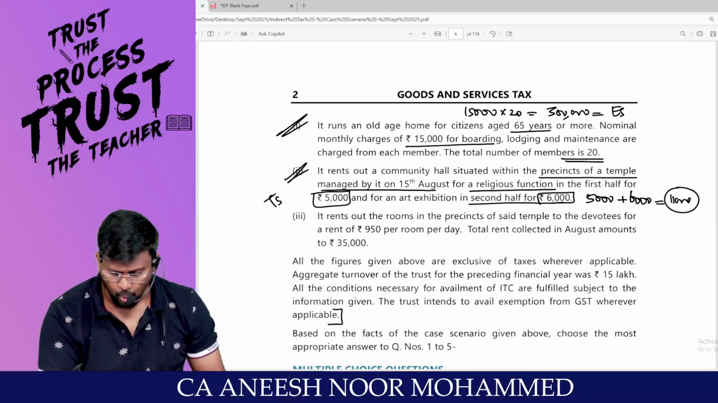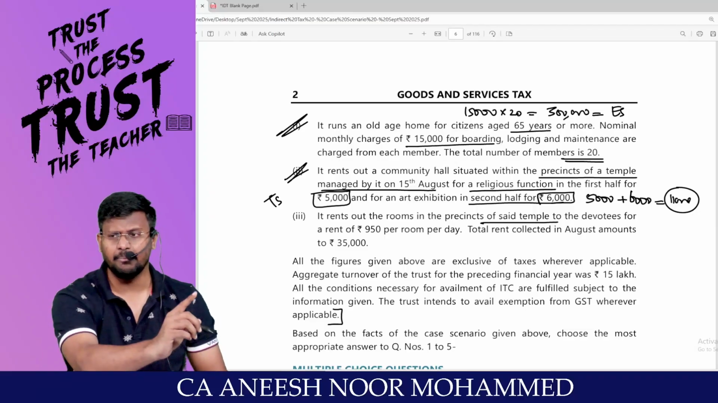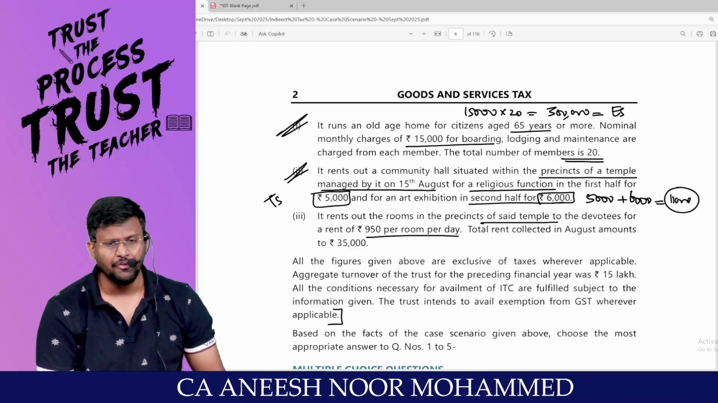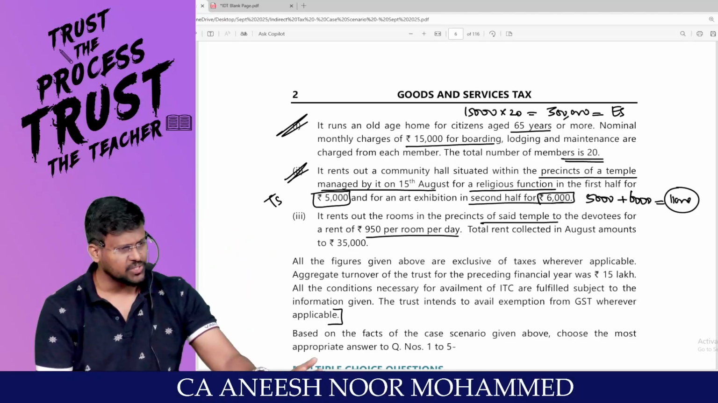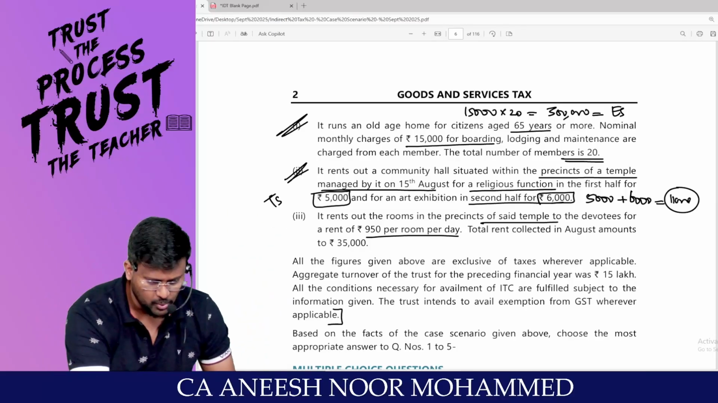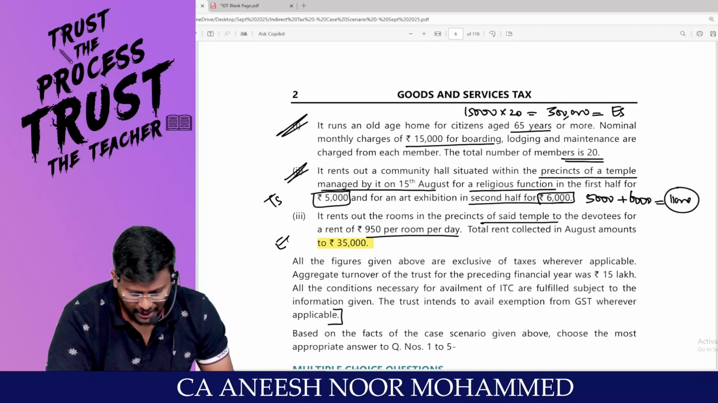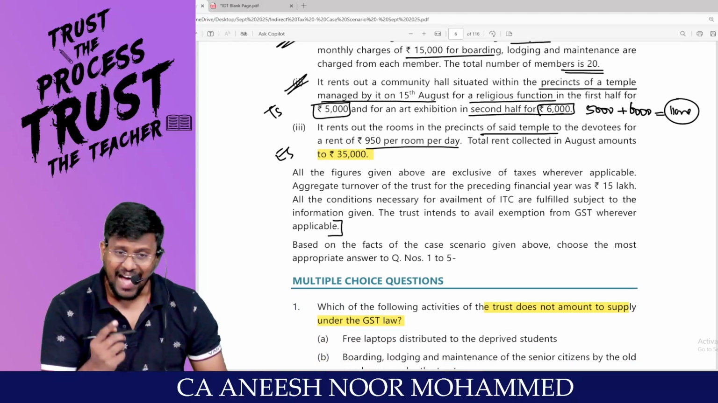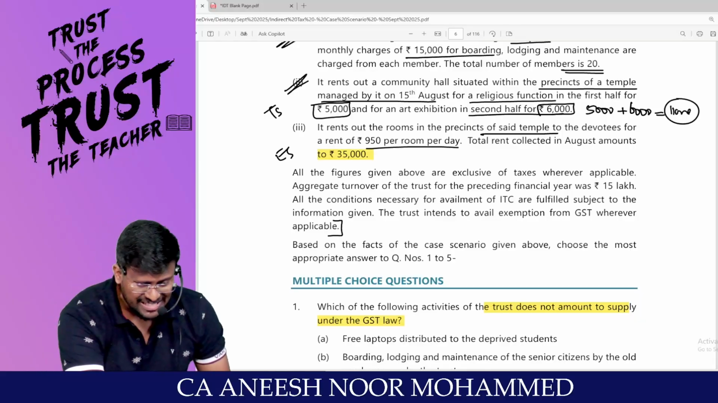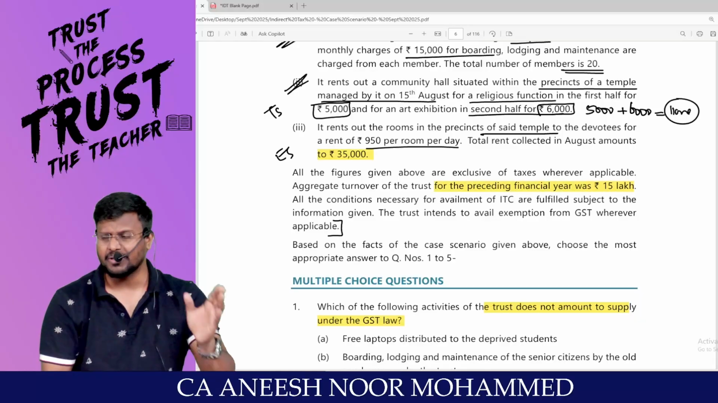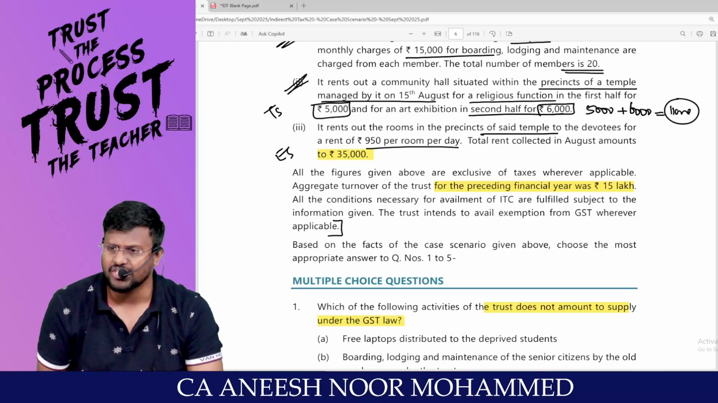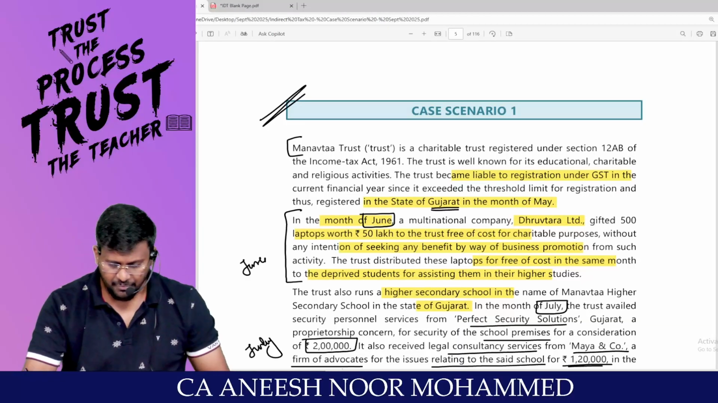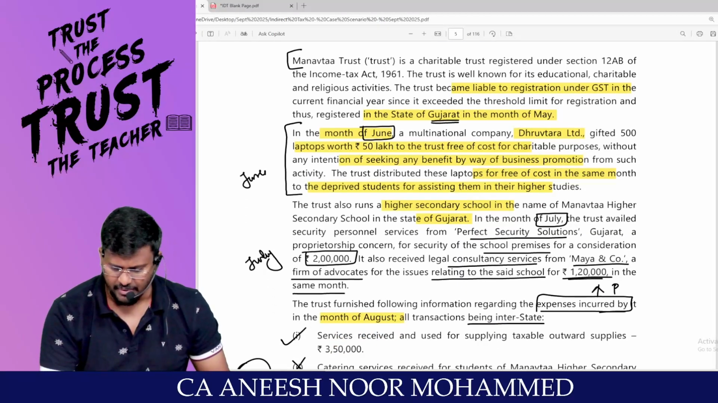It rents out rooms in the premises of the said temple to the devotees for a rent of 950 per room per day, which is within 1,000, exempted. Total rent collected is what? 35,000. This will also fall as exempt supply. All the figures given above are exclusive of taxes wherever applicable. Aggregate turnover of the trust for the preceding financial year is 15 lakh. That means last year this trust was an unregistered trust. But this year only they took the registration. This trust, they are saying that they got services from legal services, they said.